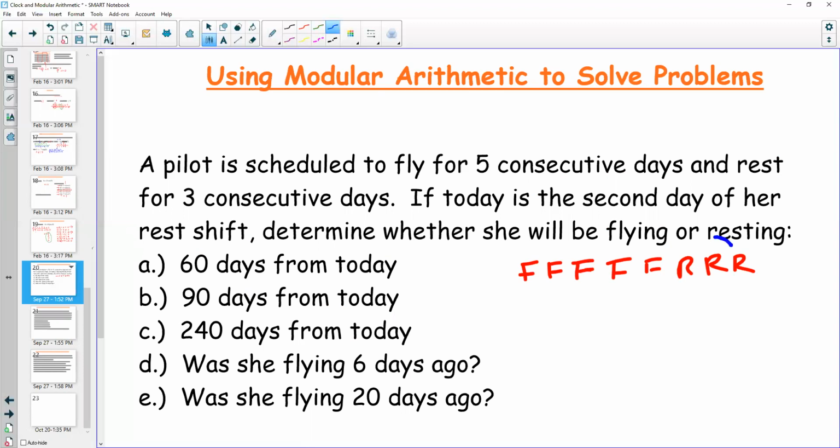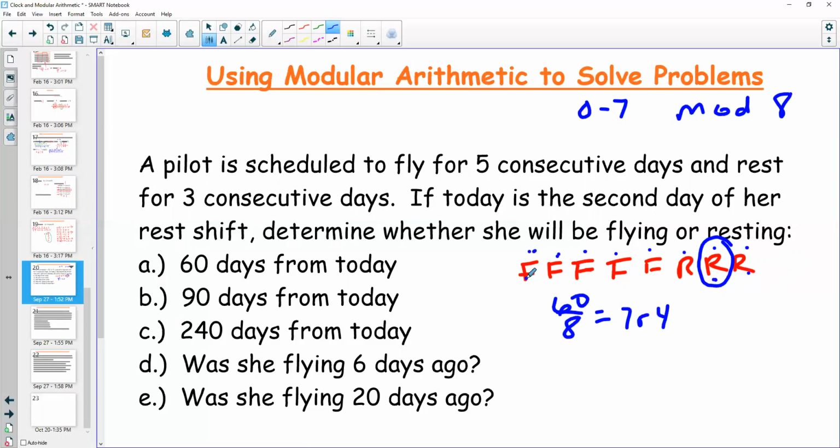So I'm going to circle where we are. Okay, I'm also going to think about what mod I'm in. 0, 1, 2, 3, 4, 5, 6, 7. Okay, so I'm going from 0 to 7. That would be mod 8. Basically, the schedule is 8 days. Okay, so I want to know what's happening 60 days from today. Well, 60 divided by 8, I would get 7 remainder 4. So 4 days after the day I'm on today is rest, 2, 3, 4, fly.